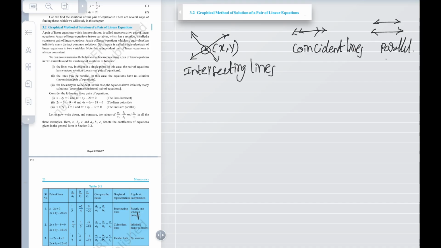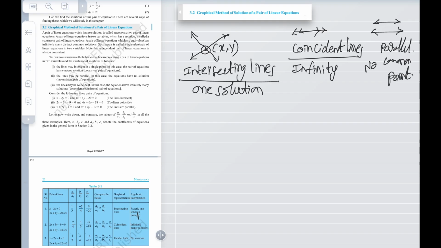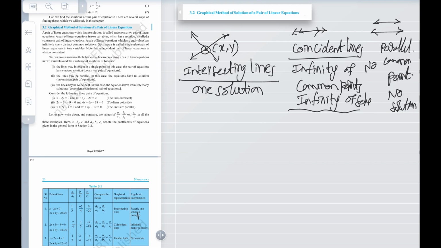In parallel lines you will have no common point. Since there is one common point in intersecting lines, you have one solution. In coincident lines you get infinitely many common points, so you have infinitely many solutions. In parallel lines there are no common points, so no solution.